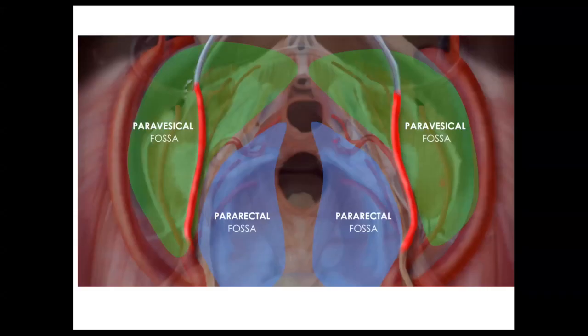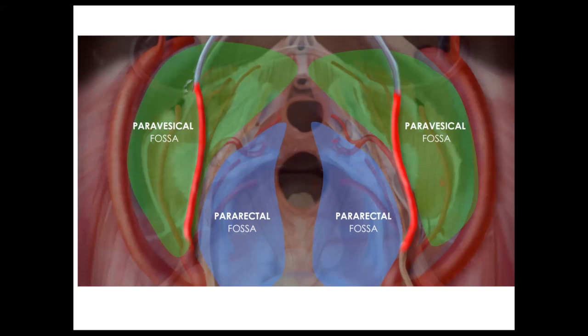Next, we come to the paravesical and pararectal fossas. Now, these are all connected. They're all connected spaces, but for terminology, we divide them into different spaces. The paravesical fossa and the pararectal fossa are separated by the uterine artery. The paravesical fossa is separated into lateral and medial by the obliterated umbilical artery.